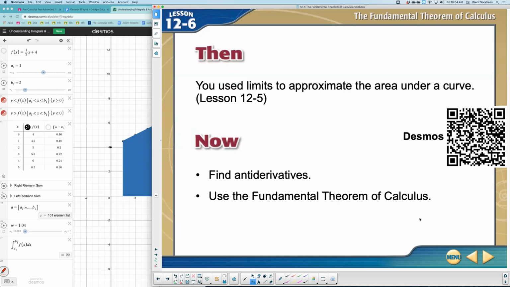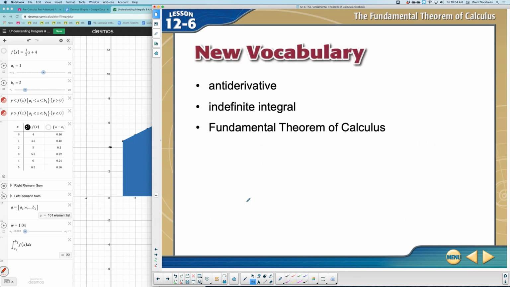So last class, we dealt with using technology to find the integral. What could we do if we don't want to use technology to find the exact value of the area? Is there a rule for it? Yes. It's by using antiderivatives, or more specifically, the fundamental theorem of calculus. So let's first talk about what an antiderivative is.